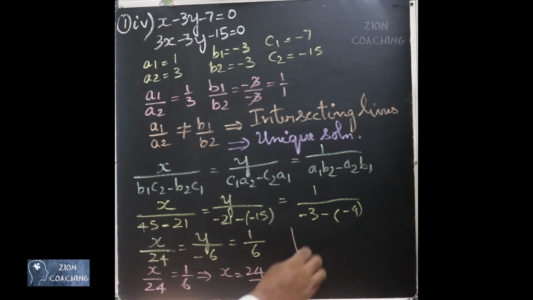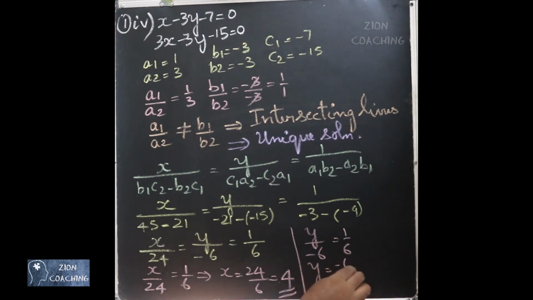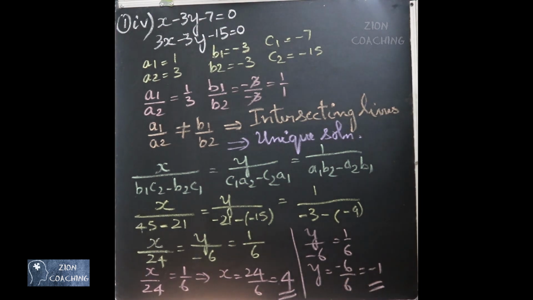Next we will find y value by equating it. We have y by minus 6 is equal to 1 by 6. Taking this minus 6 to the other side, we will have y is equal to minus 6 divided by 6, that is equal to minus 1. Now we have found both the values. X is 4, y is minus 1.